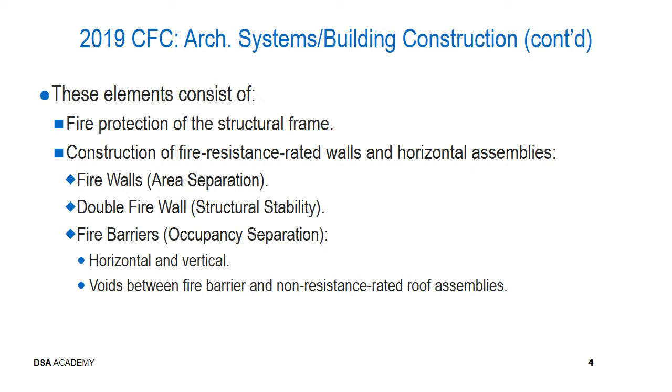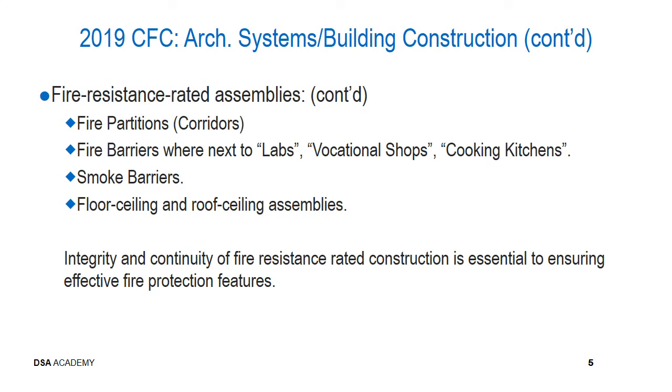707.9 of the Building Code states that the voids created at the intersection of a fire barrier and a non-fire resistance rated exterior wall assembly must be filled. Fire resistance rated assemblies may consist of fire partitions, commonly used for corridor construction, fire barriers, commonly applied for labs, vocational shops, and cooking kitchens, smoke barriers, and horizontal floor ceiling and roof ceiling assemblies.